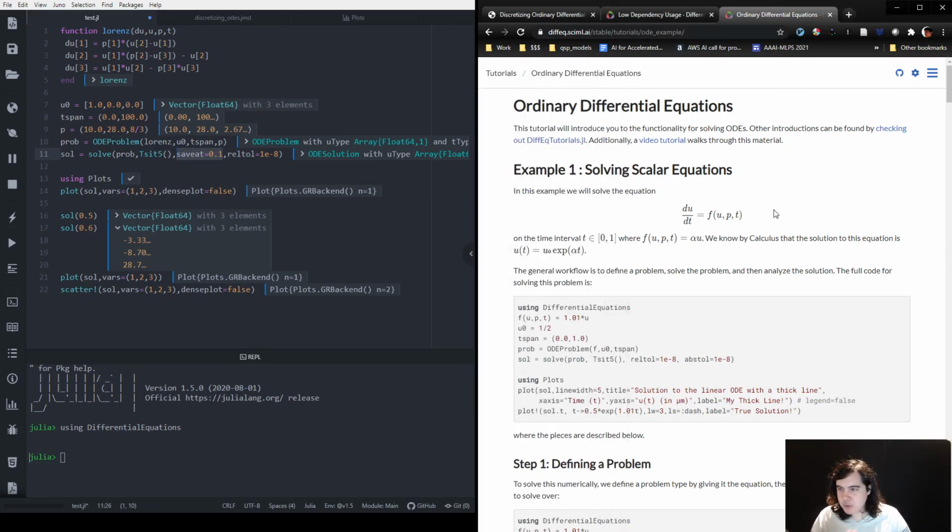But the differential equation solver documentation at diffeq.iml.ai will describe everything that you need to know for the problem sets and such. So I'll leave the rest to there.